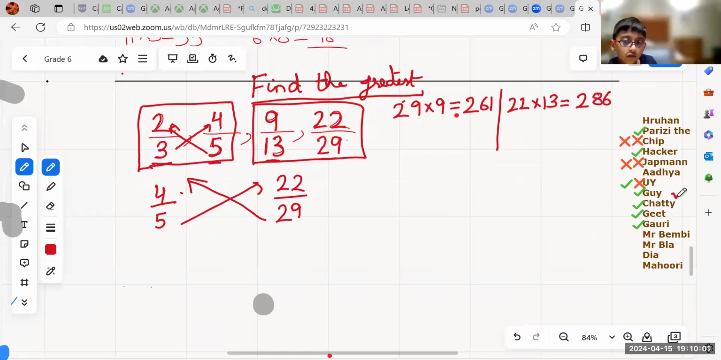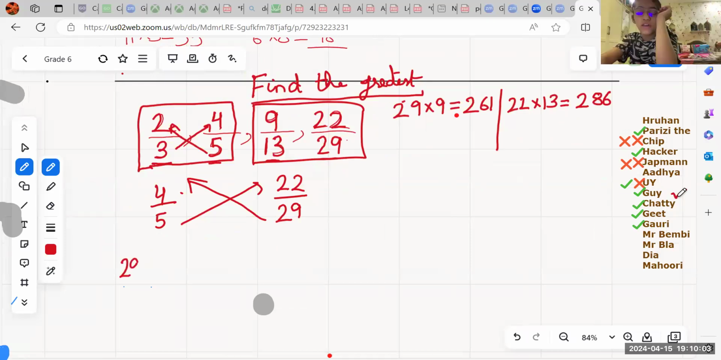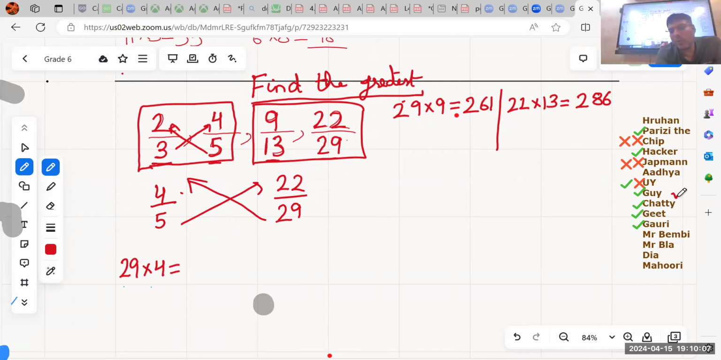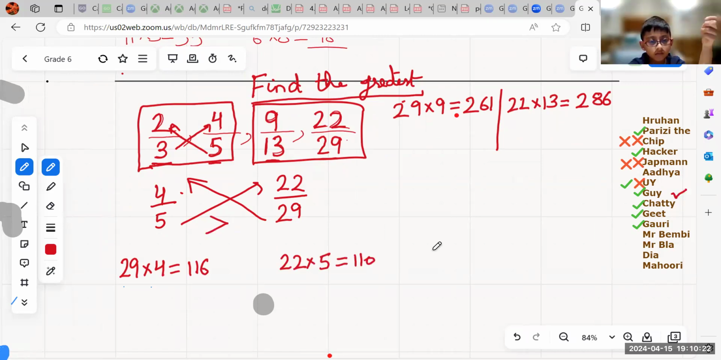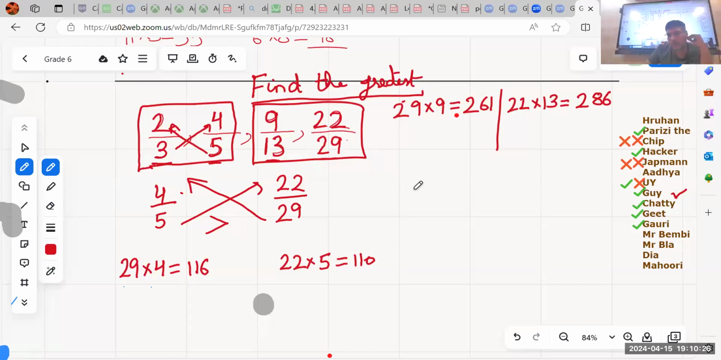But sir, you said don't do any method like cross multiplication. Beta, I said don't use converting to like fractions. It will be 116 and 110, so 4 by 5 is greater. So we can do normal multiplication. Yes. Now this is the cross multiplication method.